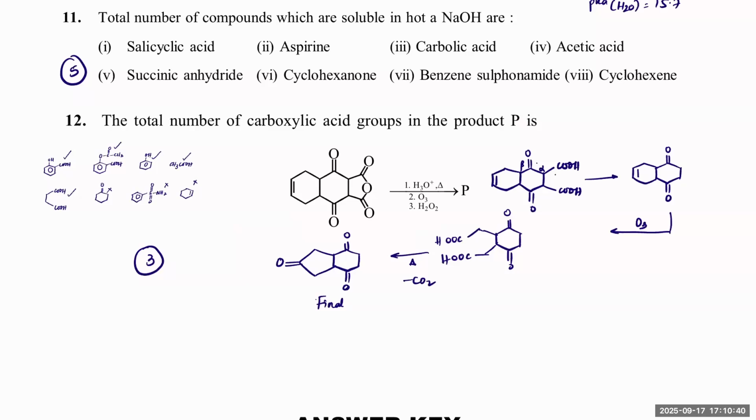So we have to find the number of carboxylic acid groups. Acha, total number of carboxylic acid groups in the product. Product is 0. Okay. If the question is about how many carboxylic acids, or if it is about how many carbon dioxide molecules have come out of it, then it has to be how many? 3.